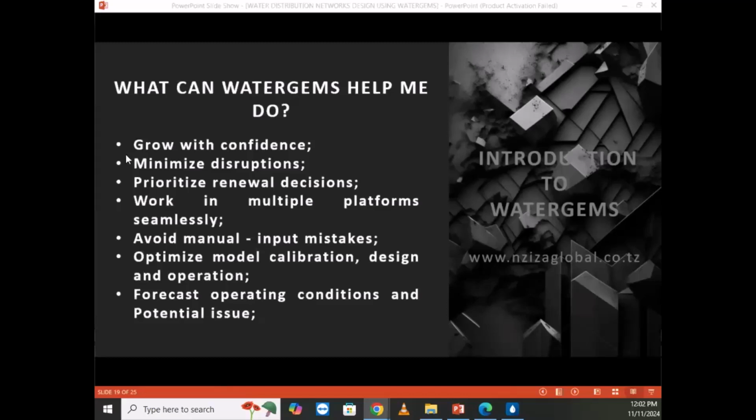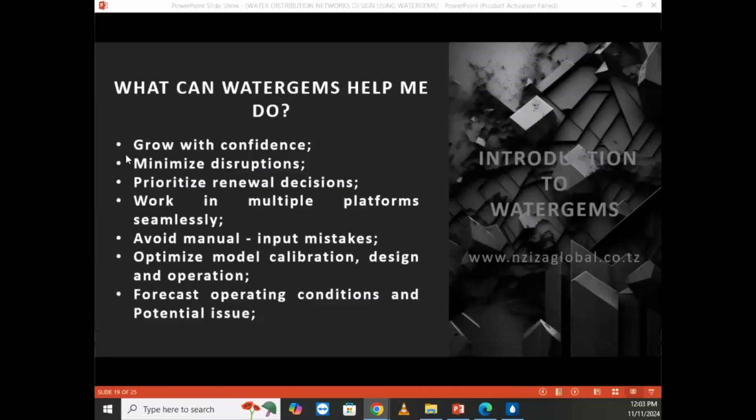renewal decision. So to me, with WaterGEMS, those managers will be able to make a decision, because in any thinking that you can have, you will be able to sit at the table, analyze your network quickly, and make a decision.